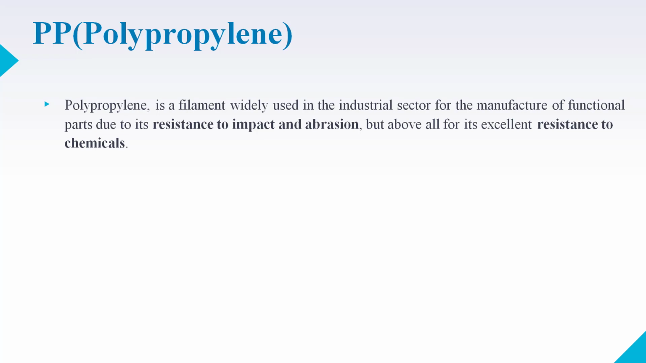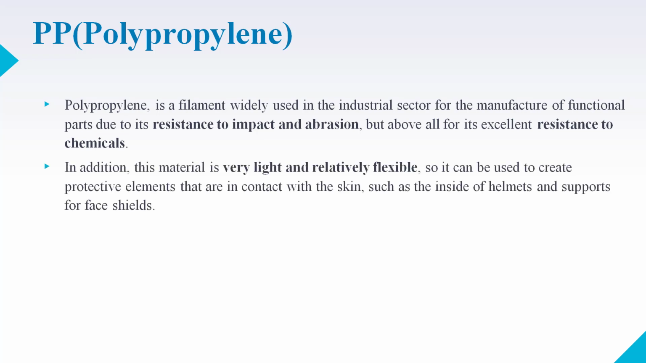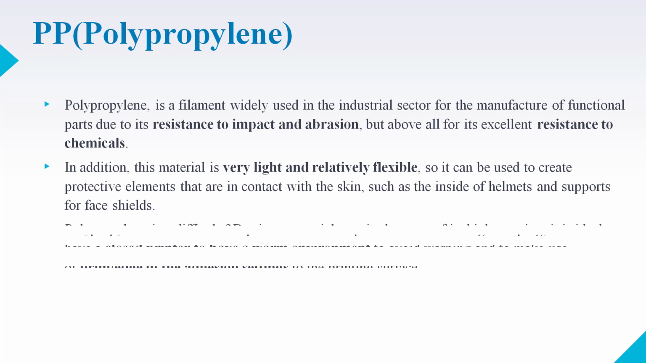So this is a material we use in industrial sectors because it has a high resistance to impact and abrasion and a good resistance to chemicals. In addition, this material is very light and relatively flexible, so it can be used to create protective elements that are in contact with the skin, such as helmets and face shields. So you can make face shields and helmets because it is a very light and flexible material with good impact and abrasion resistance.